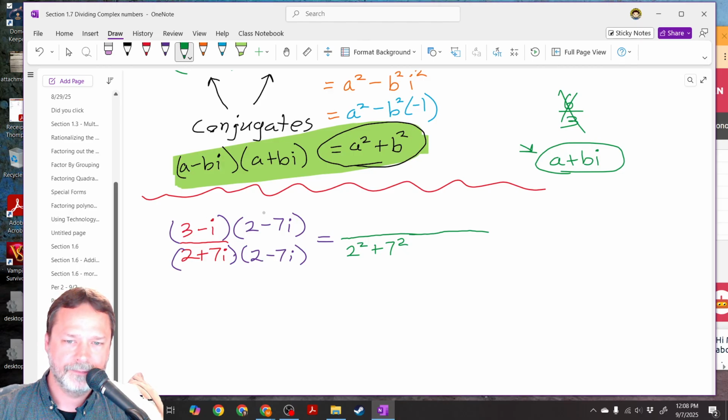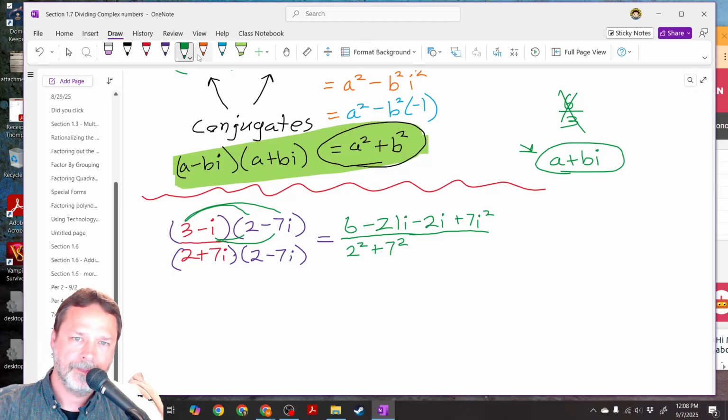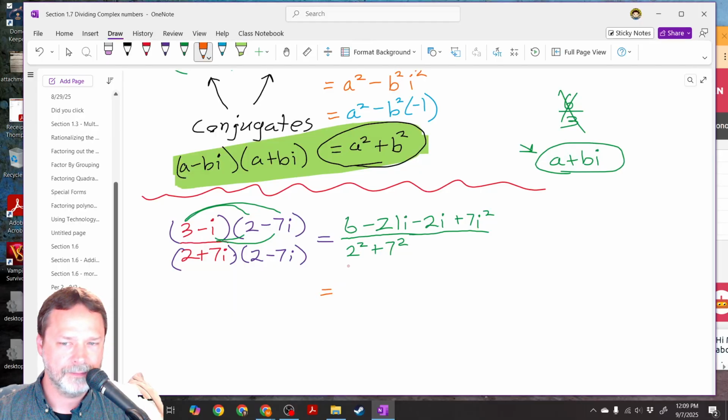So now, let's multiply the top. 3 times 2, 6. 3 times negative 7i, negative 21i. Negative i times 2, negative 2i. And then negative i times negative 7i is plus 7i squared. So it's like division, you notice this, our division is like multiplication with some extra steps. That's all it is. So it's really easy. You just got to remember this trick. Multiply by the conjugate of the denominator.